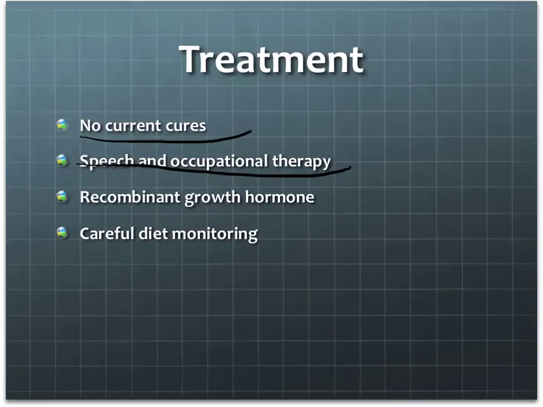The largest problem associated with the syndrome is severe obesity. Therefore, prescription of daily recombinant growth hormone injections are indicated for children with Prader-Willi syndrome. Growth hormone supports linear growth and increased muscle mass and may lessen food preoccupation and weight gain. Additionally, the only way to deal with the extreme excessive eating is through careful diet monitoring.